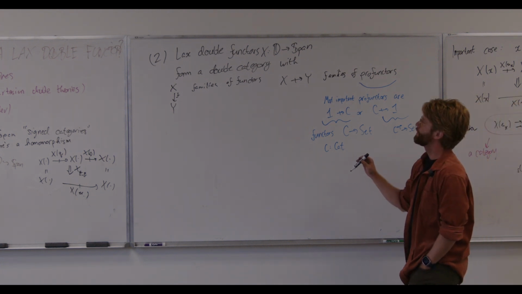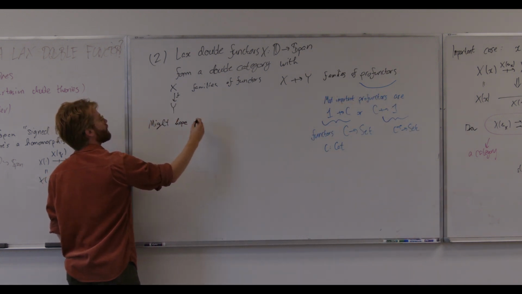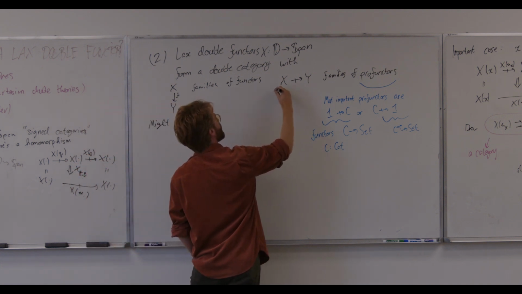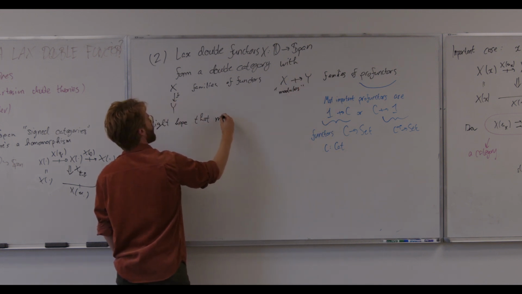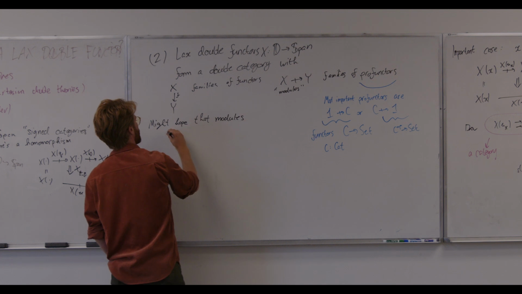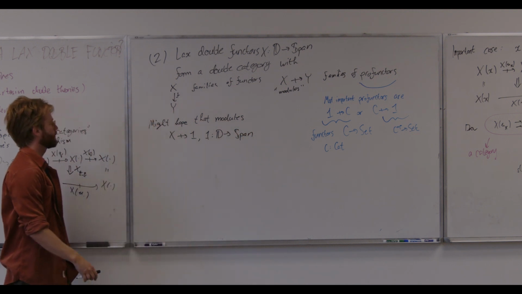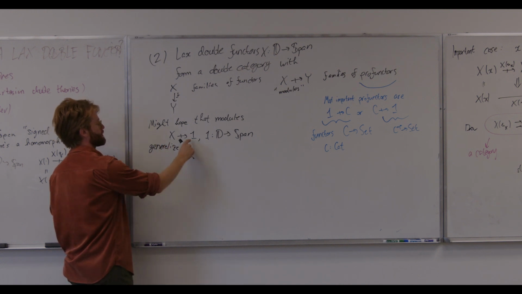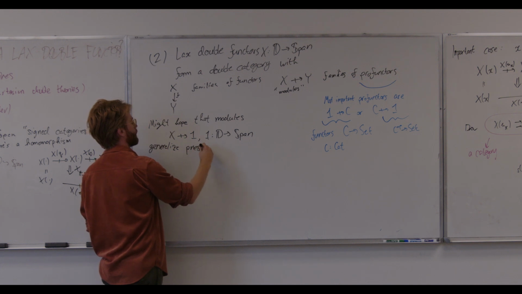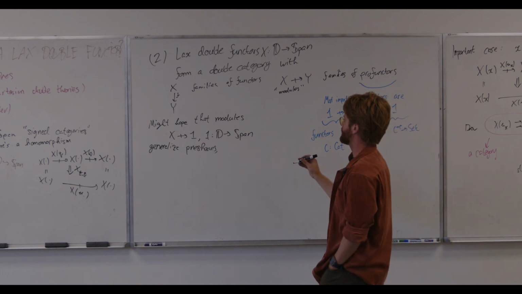So you might hope that these are called, again, modules or maybe bimodules. You might hope that modules x to 1, where 1 is now some terminal object in the category of models, generalize, in this case that would be presheaves. That would be great. But in general, they don't.